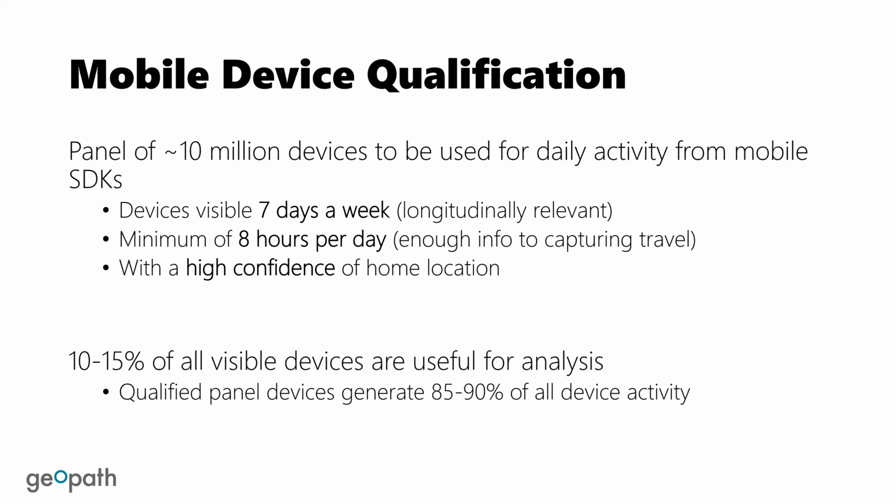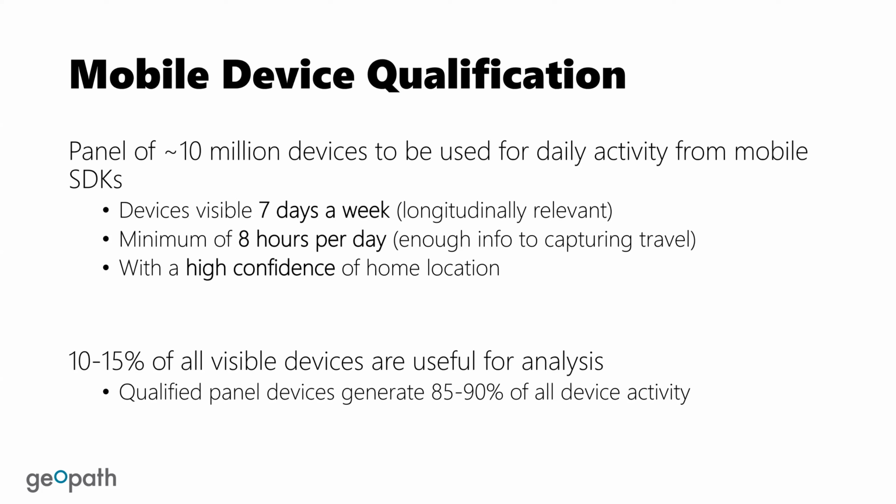So around the mobile device panel that we are leveraging, it's about 10 million devices used every day. And we're looking at those same devices over 7 days in a week, so we get longitudinal stability. Then we want to make sure we're looking at devices with observable location data over multiple hours of the day, so we can either confirm that those devices are staying near the place of residence, or they're traveling to go shopping or to work or whatever it may be. And also, we're looking at devices in that panel with a high confidence of home location.